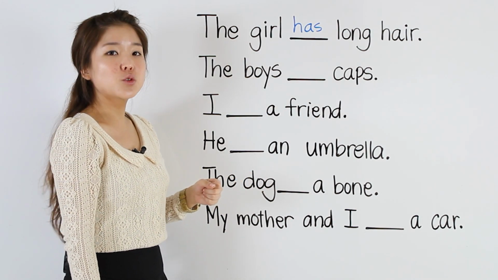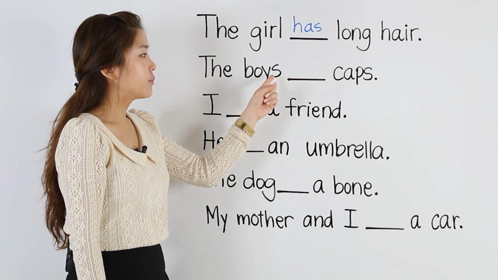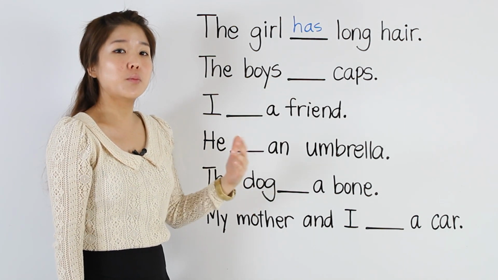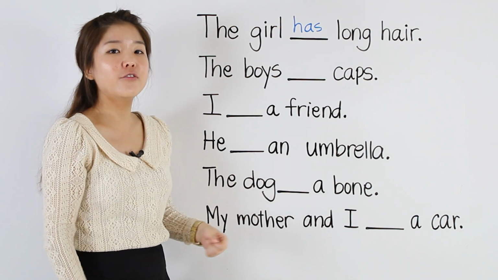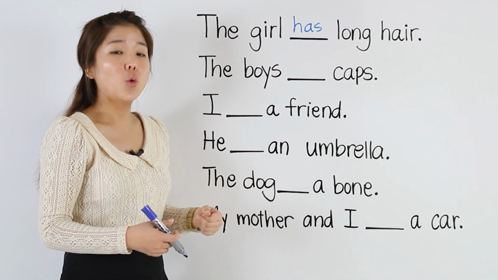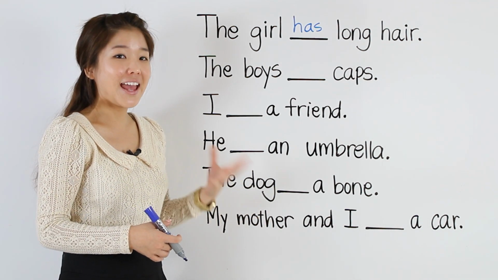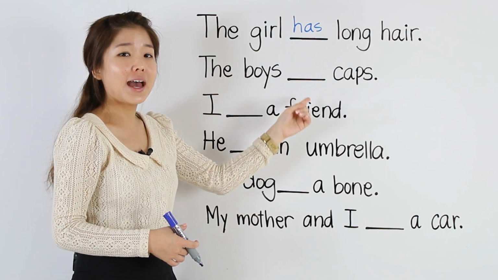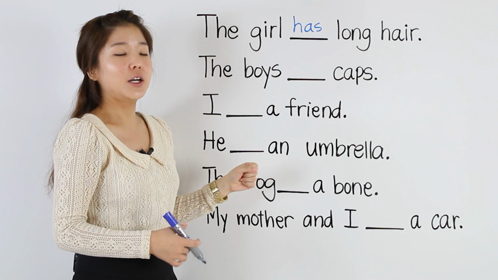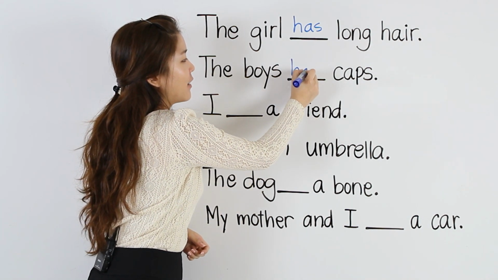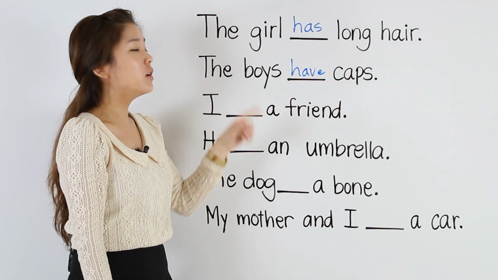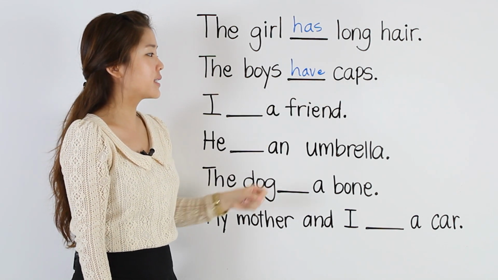Okay, the next one, the boys. Now, there's an S here. That means there's more than one boy. When we have more than one thing, what do we use? They. Okay, they, do we say have or has? We have to say have. They have caps, or the boys have caps.